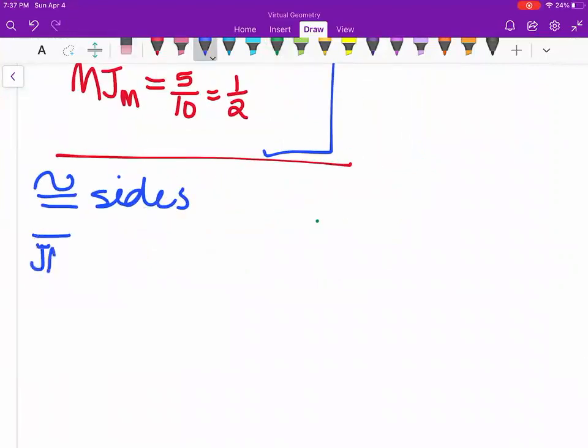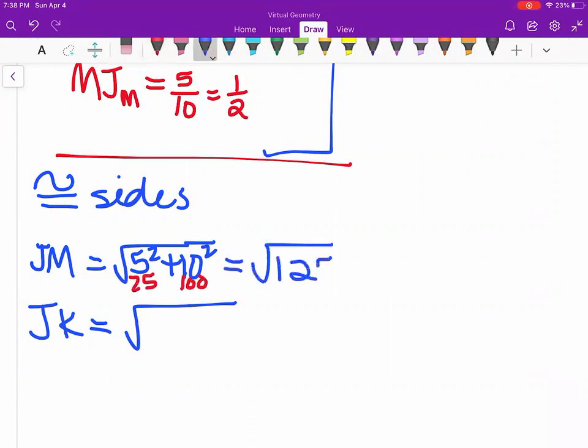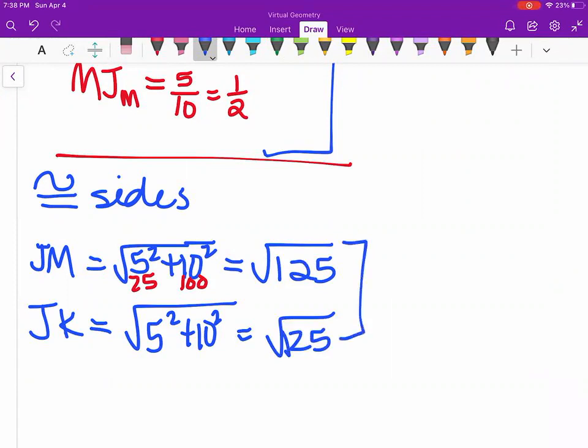So the length of JM and the length of JK. No bar on top because we're looking for length. They both are going to have that square root. And again, the A's were the 5s and the 10s were the B's. That is a 25 and 100. So the square root of 125. And same thing for the other, 5 squared and 10 squared, for another square root 125. So those two are congruent, meaning that J is a vertex.